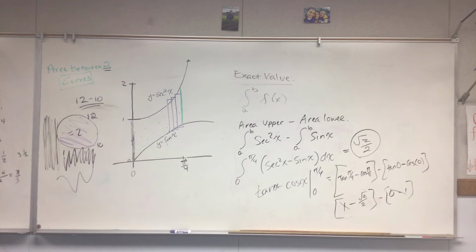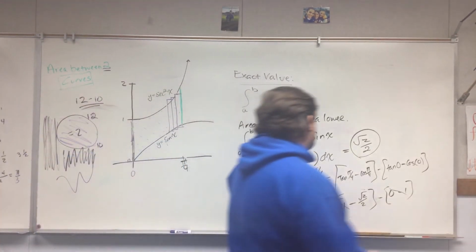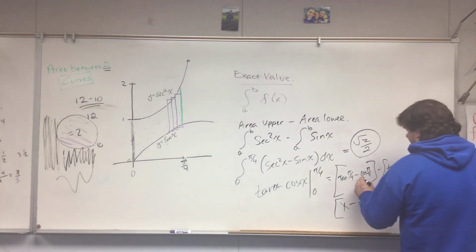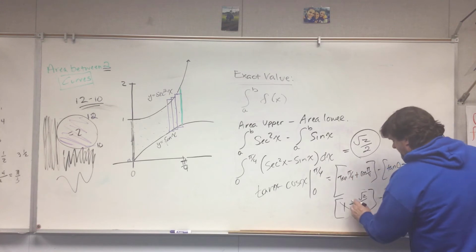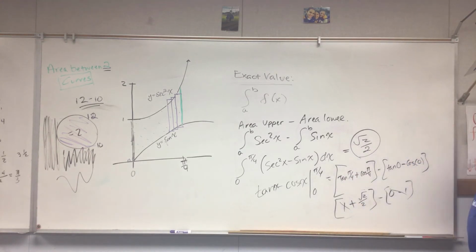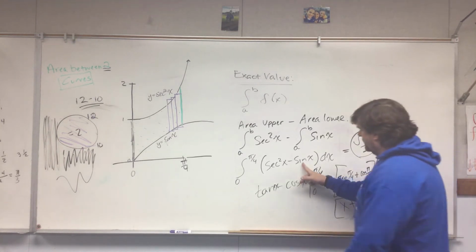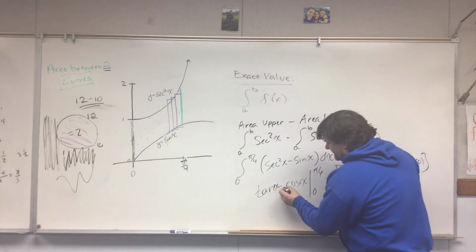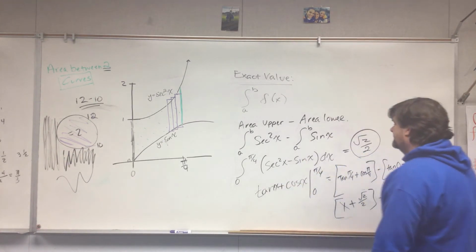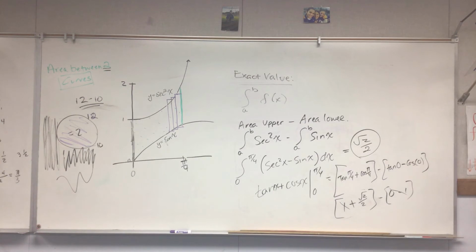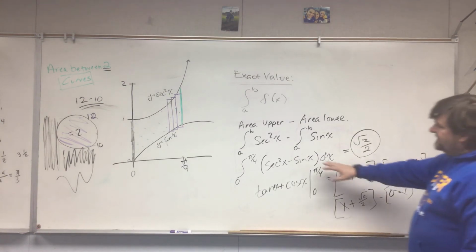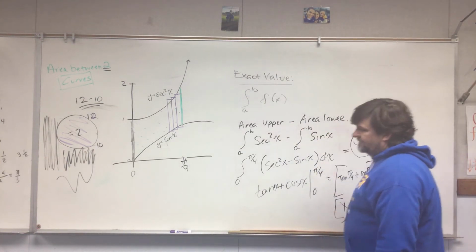Yeah, I did mess up, sorry. So this is going to be a plus right there. I knew something was wrong there, so that should be a plus, because this is the integral. Integral of sine is negative cosine, so that's going to change that into that. There we go. So we're taking the area of the upper minus the area of the lower.